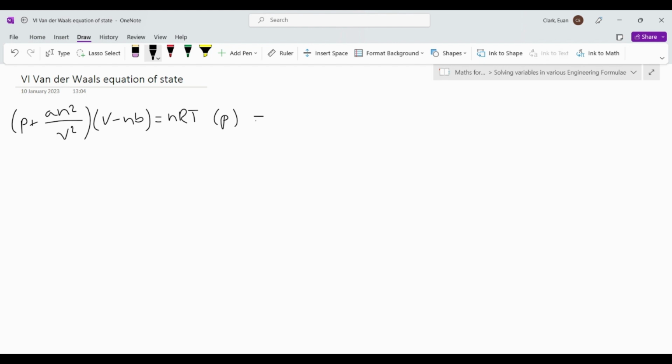So we're going to take away the brackets by multiplying v minus nb. We're going to put that to the right, so we're going to divide it. So that's going to give us p plus an squared over v squared, and this is going to be equal to nRT over v minus nb. And you might be tempted to strike out the n's, but just remember that there's a minus sign here and they're not both multiplication, so you cannot do that.